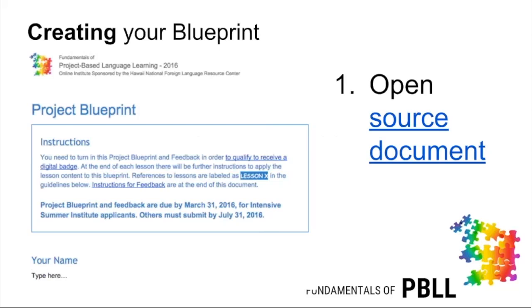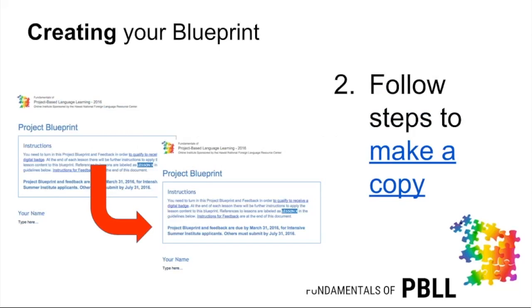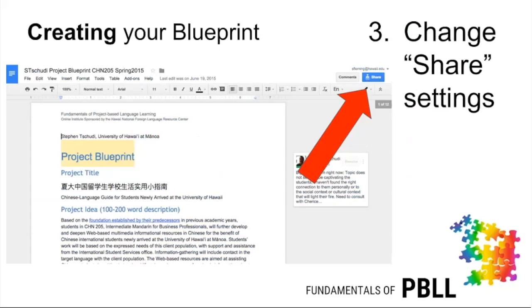So creating your blueprint, the first stage is that you open the source document. That is the original blueprint document that we have created for you. You're going to open that document. Then you're going to follow steps to make a copy of that document. The original document is not editable by you. You cannot type in it. However, you can save a copy of the document, which you then can edit and fill out as your project blueprint. That's the whole idea. After you make that copy, you're going to change the sharing settings of the document so that not only can you edit it, but other people looking at it can comment on it.